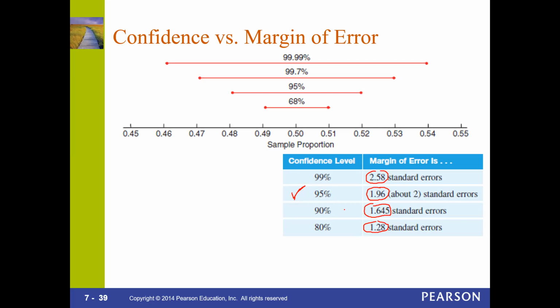90% is fine. We use it. 80% is fine, but the most common one will be 95%. But if it's 99%, then you have to use 2.58 times the standard error.